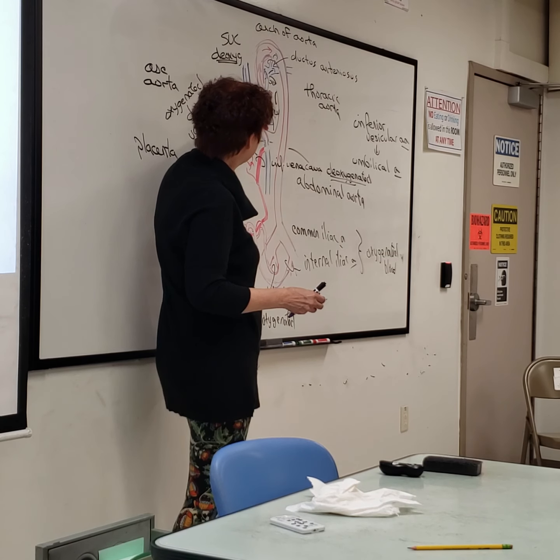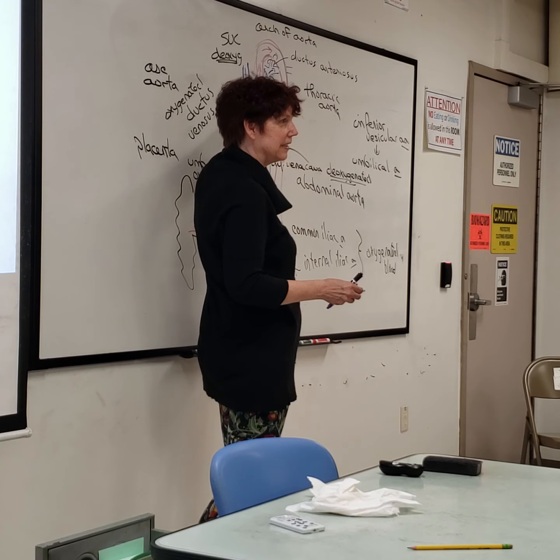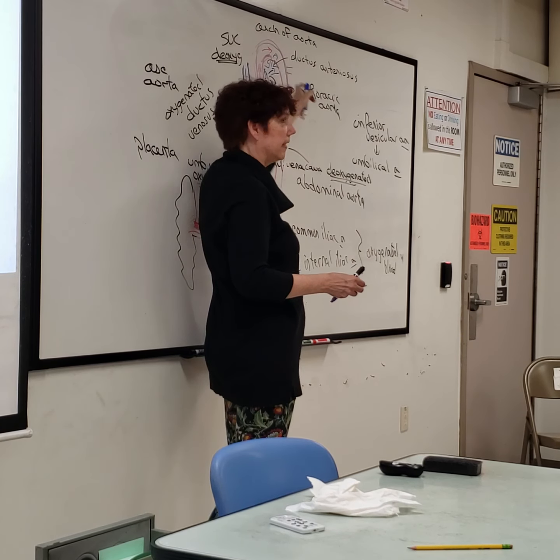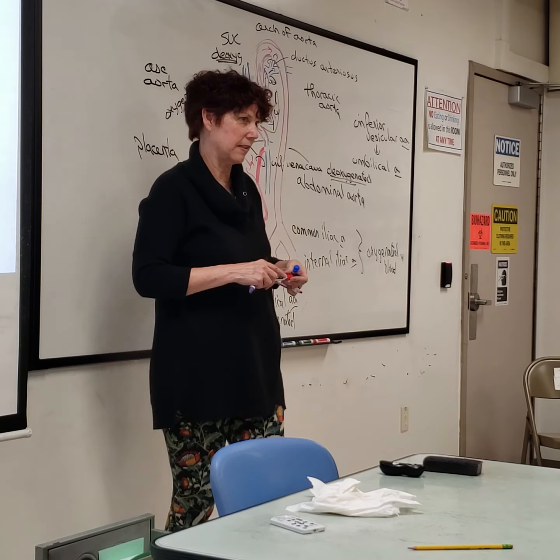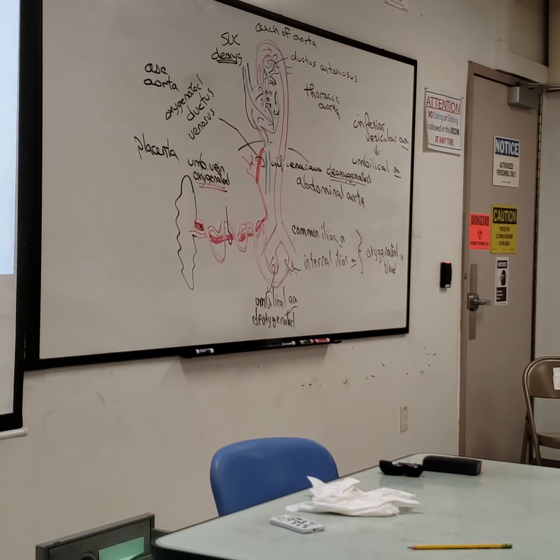Deoxygenated superior vena cava blood will come into the right atrium and the right ventricle and is pumped out the pulmonary trunk and out to the lungs, except for the little bit that goes through the ductus arteriosus. Okay? I think the animated version is a lot easier to follow.